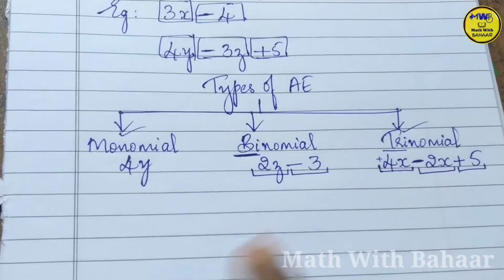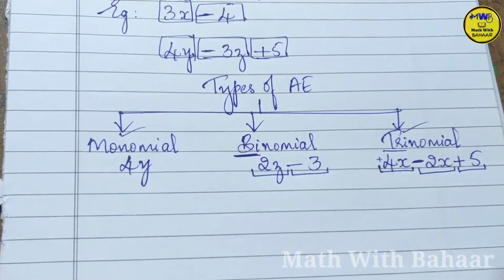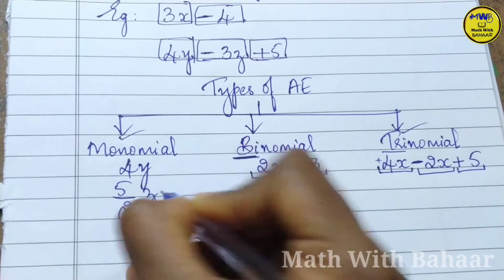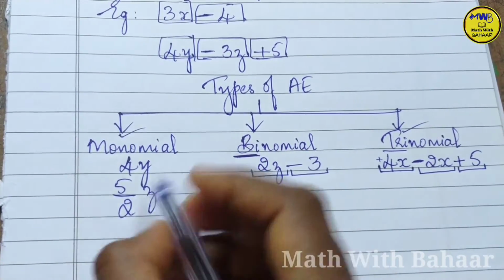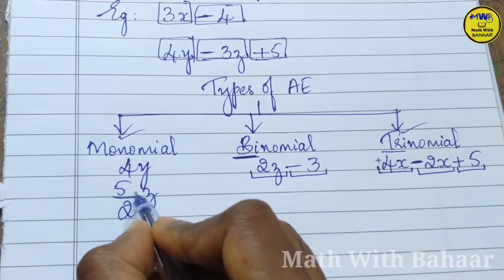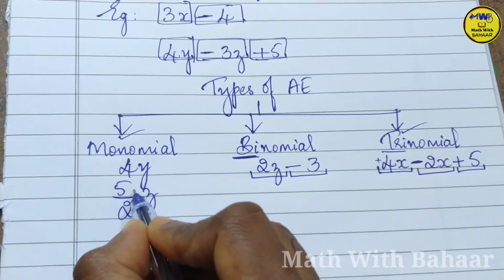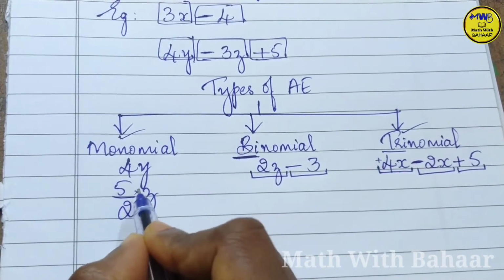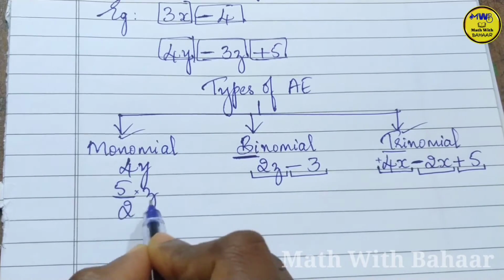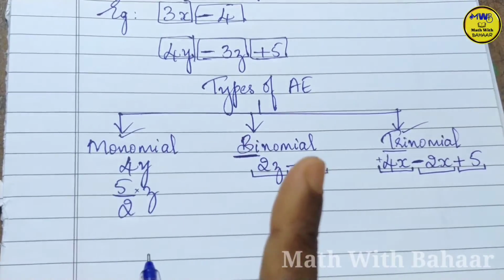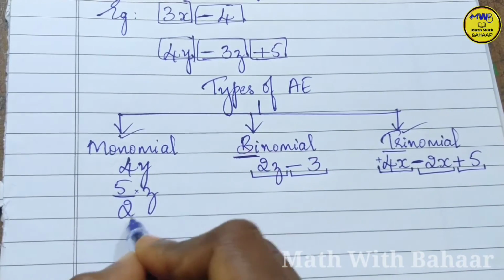Let's have some more examples for monomial, binomial and trinomial. 5 by 2z. It's a single term, remember children, because 5 by 2 is a constant, z is a variable, and if there is no sign between a constant and a variable, that means it is multiplication. And if you have a multiplication or division sign between any constants and variables, you have to consider it as one single term. So it's a monomial.